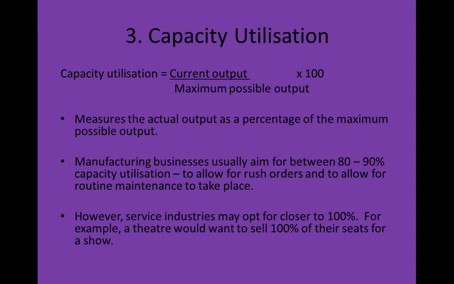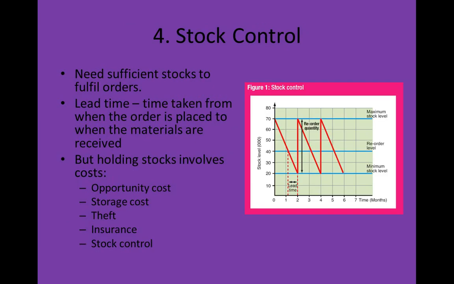However, in service industries, they might opt for a close to 100% capacity utilisation. For example, a theatre would want to sell 100% of the tickets for a show. An airline would want to sell 100% of the tickets for their flight.